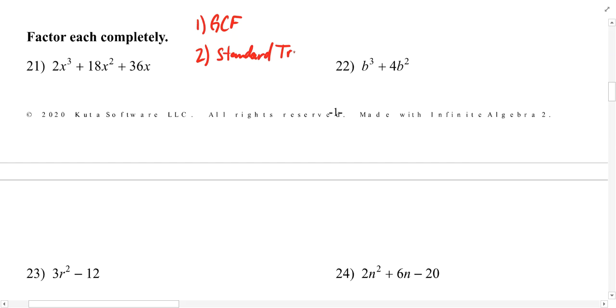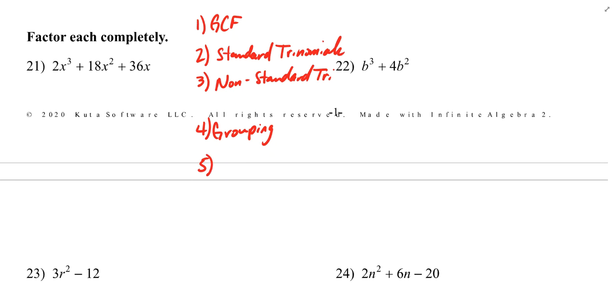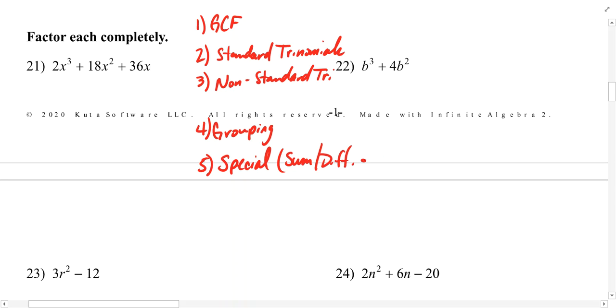We'll talk about those. And then also non-standard trinomials. Those are the most common. Occasionally we do have a technique called factor by grouping. That's for 4 terms. And then also we have other special cases. And those special cases, at least in this class, were the sum and difference of cubes.